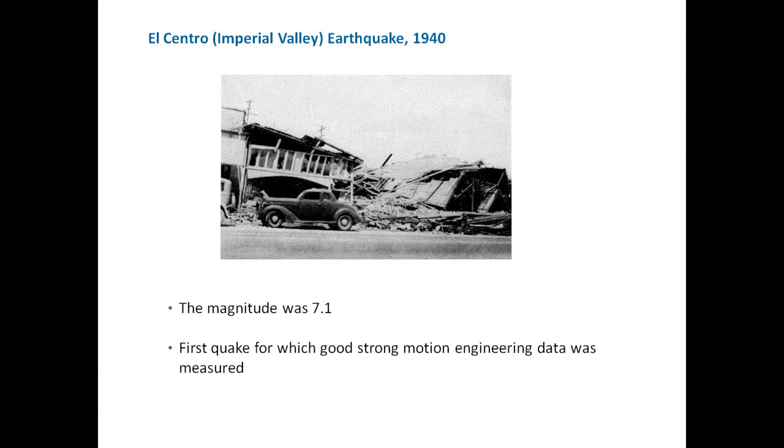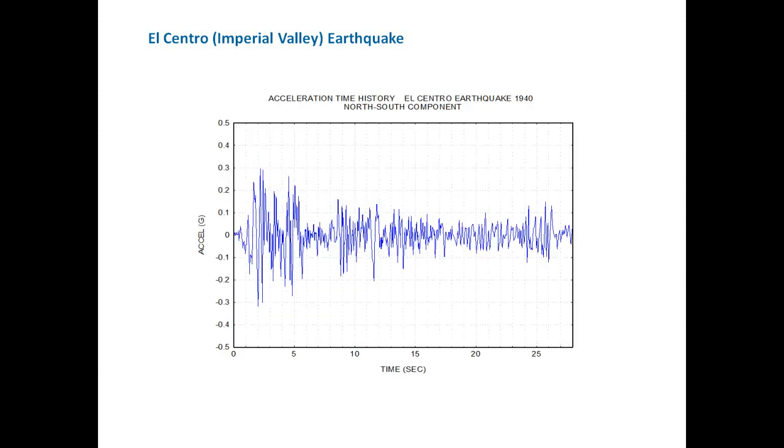And obviously this earthquake was severe enough to cause widespread structural damage, and tragically there were also some fatalities. So we've looked at this data before. This is the acceleration time history for the El Centro earthquake in 1940, and this is the north-south component that was parallel to the ground.